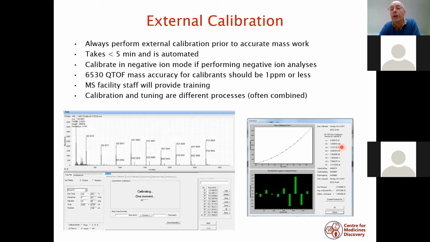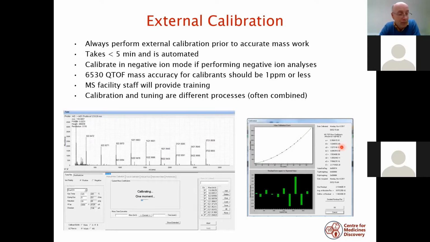Let's talk now about how we calibrate the instrument. It goes without saying, you should always perform a calibration. It should be an external calibration, and I would advise that you always do that before doing accurate mass work. These instruments are very accurate, but only if they've been calibrated. And you want to know that that calibration is going to be valid for the measurement you're going to take. It doesn't take very long. The instruments we have can be calibrated in less than 5 minutes.